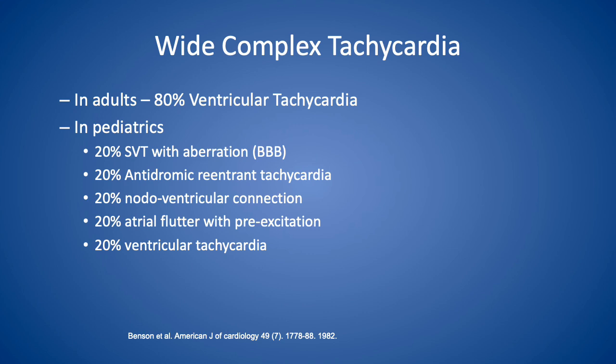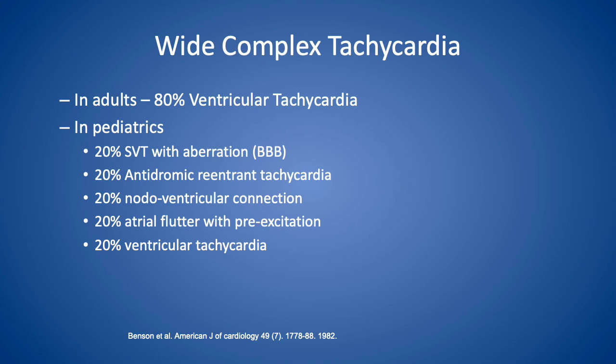Moving on to wide complex tachycardia, again, we won't spend a lot of time in here because 80% of ventricular tachycardias are really seen in the adult population. And in pediatrics, the differential here is that it may not be coming from ventricular tachycardias, but really other sources. So SVT with aberration. So if there's a bundle branch block, that can present with a widened complex tachycardia.